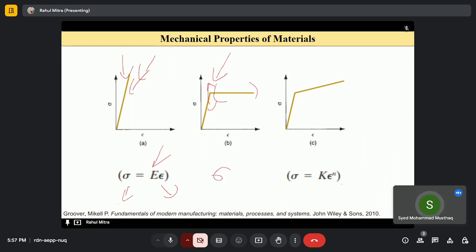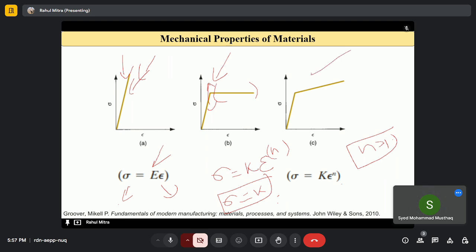Here there is a change of slope, and this can be related by sigma equals K times strain to the power n. As n equals 0, the stress equals a constant, and this defines the perfect plastic state. And for conventional materials, n is greater than 1, so it looks like this, right?